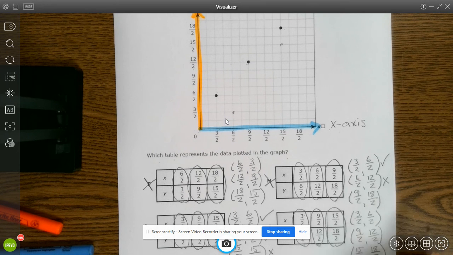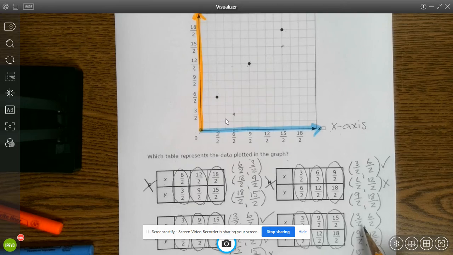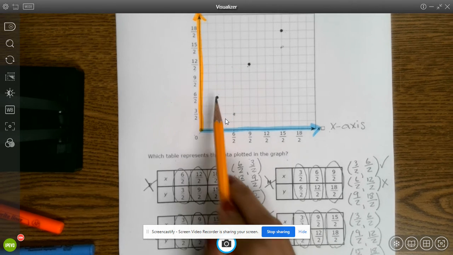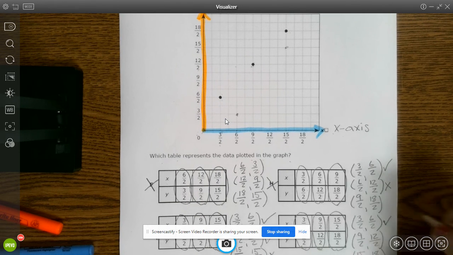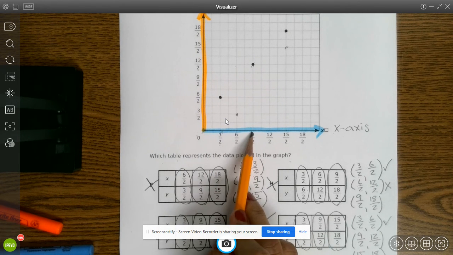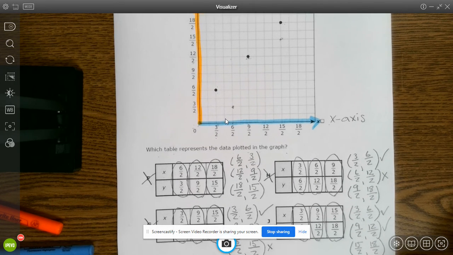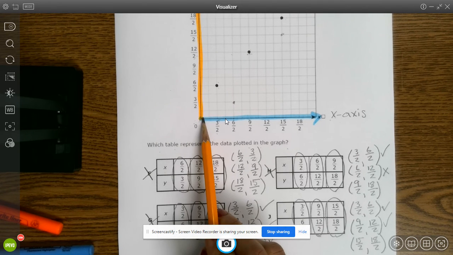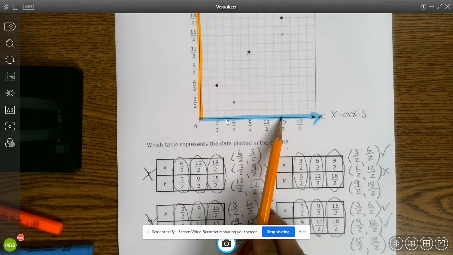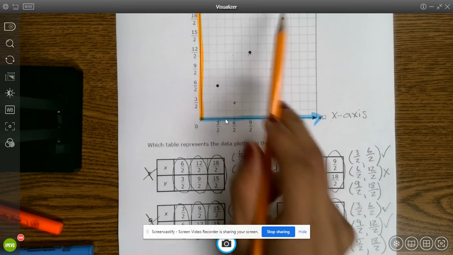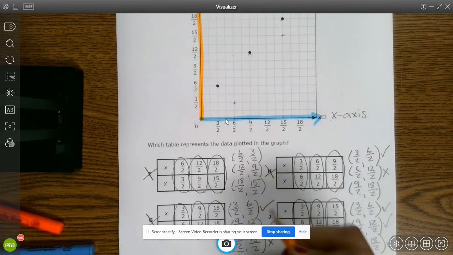Okay, now we're going to see if this table fits these dots. 3 over 2 is my X, so I go over to my 3 over 2. Okay, 6 over 2 is my Y. I go up to 6 over 2. There is a dot there. That one checks off. My next one, 9 over 2, is my X. And my Y is 12 over 2. Here's 12 over 2. There is a dot there. That one checks off. My last one is 15 over 2 is my X, and my Y is 18 over 2. So I go all the way up to 18 over 2. There is a dot there, so that one checks off, and this is my answer.